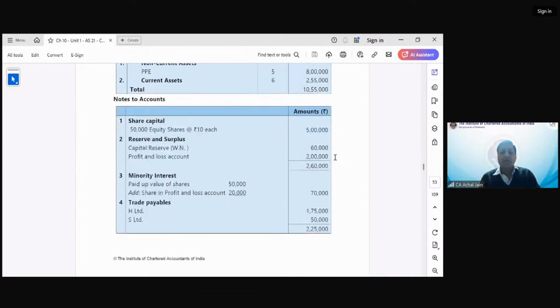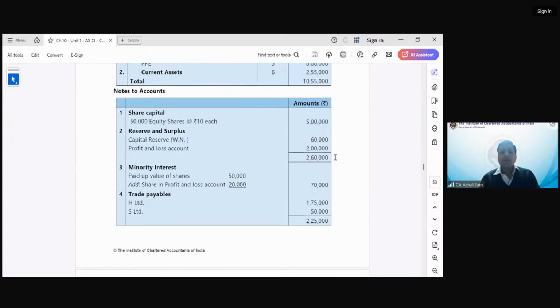Now, in the consolidated balance sheet, what do you have? Capital, which is coming from parent only. Okay. Then you have P&L balance, which is coming from parent only, H Limited. Okay.